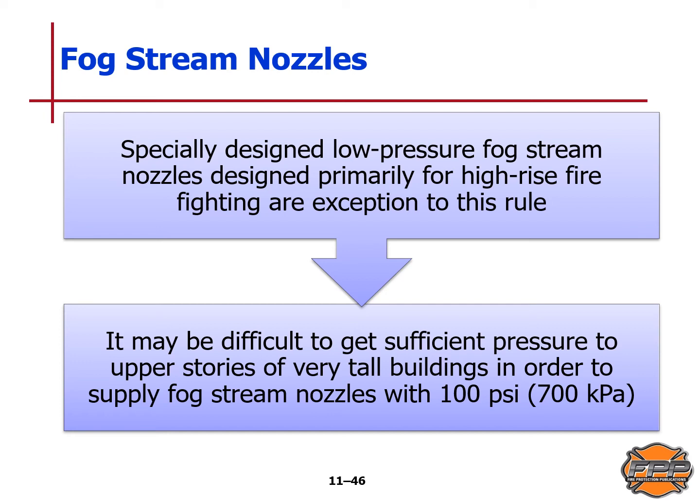Fog stream nozzles also come in a specially designed low pressure fog stream nozzle, designed primarily for high-rise firefighting, and that is the one exception to that rule. It may be difficult to get sufficient pressure to upper stories of very tall buildings in order to supply fog stream nozzles with 100 psi or 700 kilopascals. But these are specially designed nozzles so they can handle that lower pressure. Any of your other standard nozzles definitely don't need to be below 100 psi.